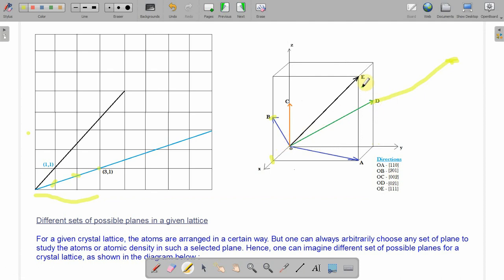OE, on the other hand, is passing through the point 1 1 1, 1 unit along the x, 1 along the y and 1 along the z. So, it is 1 1 1 enclosed in a square bracket. Now, this is how we can identify different directions in a 3-dimensional crystal lattice.